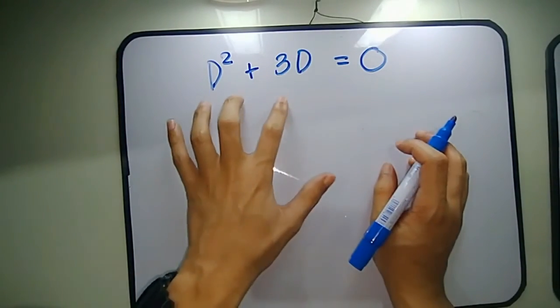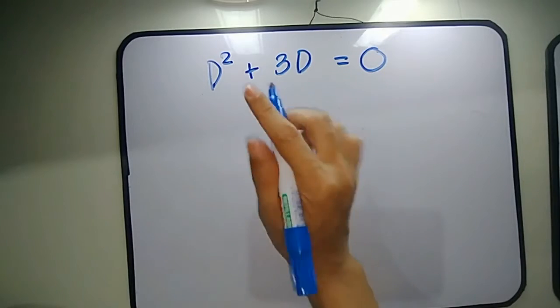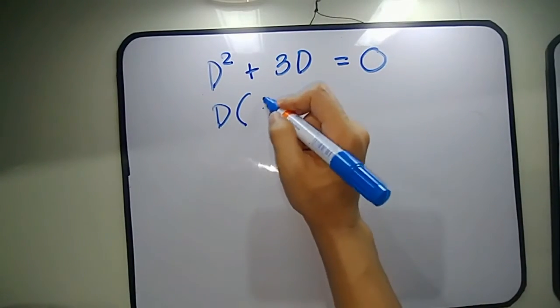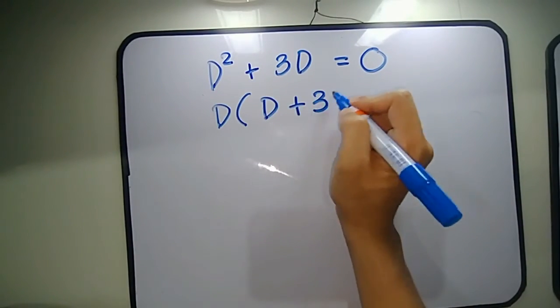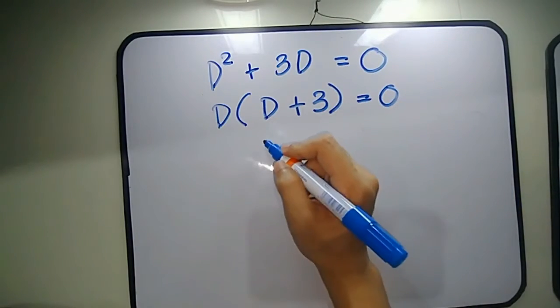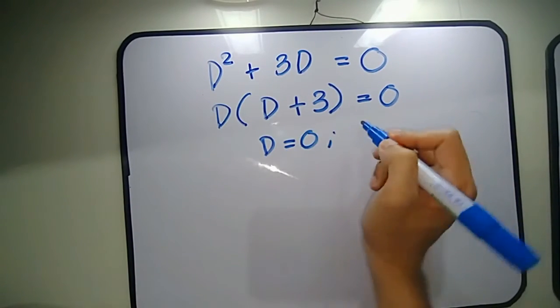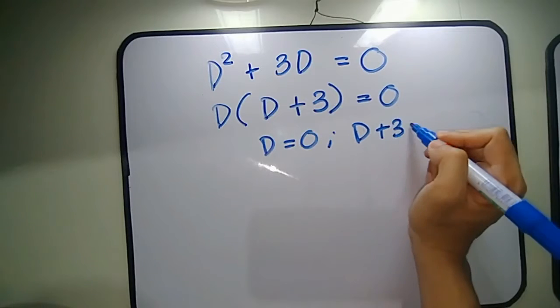So this is a quadratic equation. We just factor this out. So D times D plus 3. It means that our roots here are D equals 0, and D plus 3 equals 0.